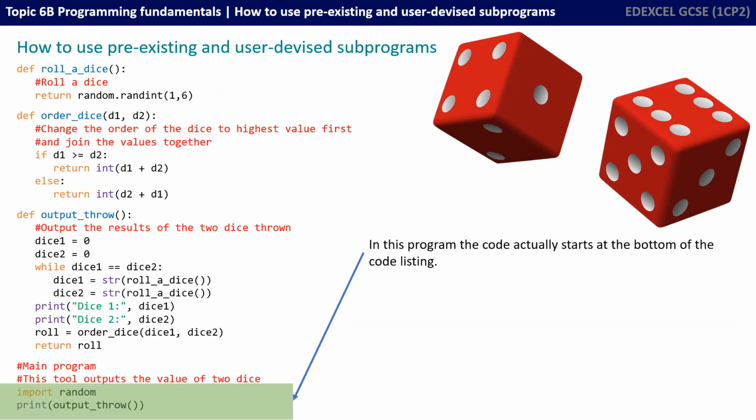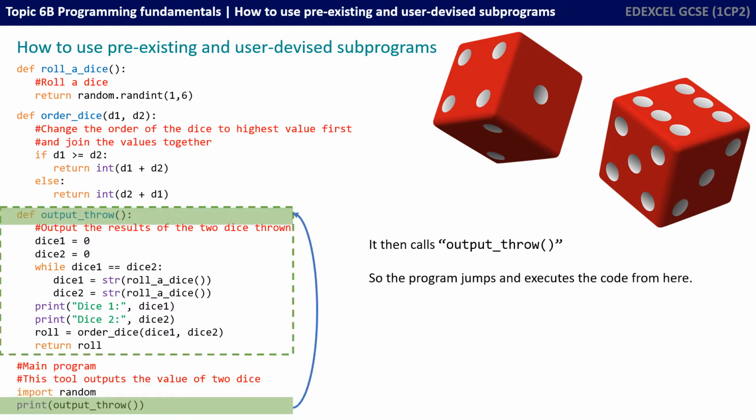So in order to go through this and not do it in an abstract way, we're going to use this example of a program on the left, which is a simple program for playing a dice game. Now in this program, the code actually starts at the bottom of the code listing here. You can see one of the first lines of program code is a call to a subprogram, a block of code. So we hit the line output throw, and the program jumps and finds the block of code or the subprogram with the heading output throw.